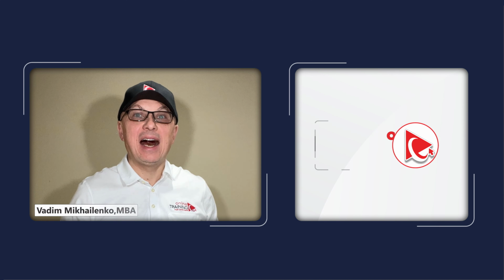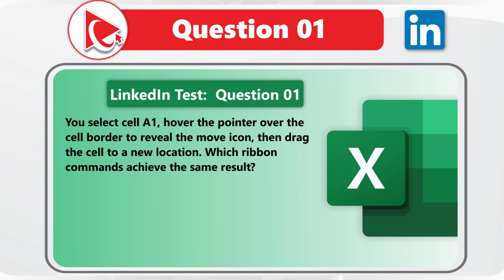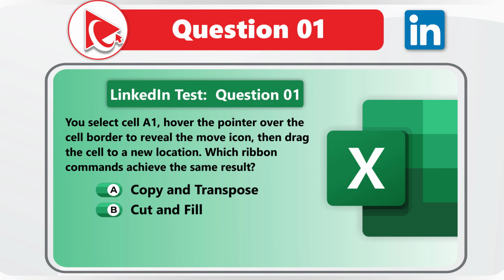So let's go ahead and start with our first question. If you select cell A1, hover the pointer over the cell border to reveal the move icon, then drag the cell to the new location. Which ribbon commands achieve the same results? And you have 4 different choices. Choice A, copy and transpose. Choice B, cut and fill. Choice C, copy and paste. And choice D, cut and paste.